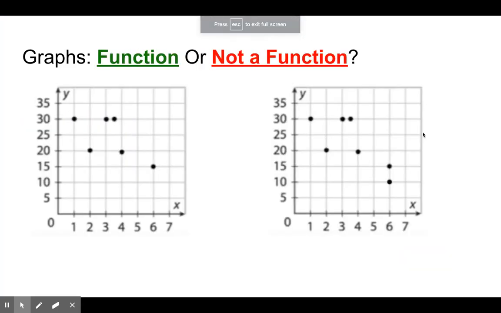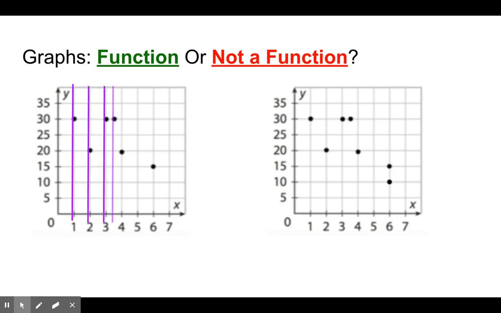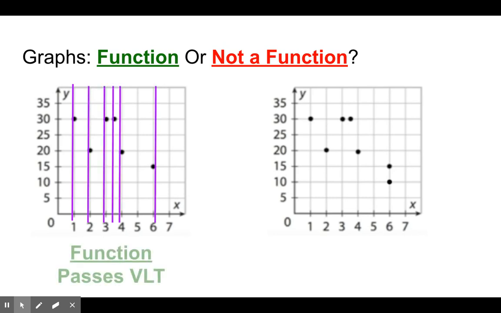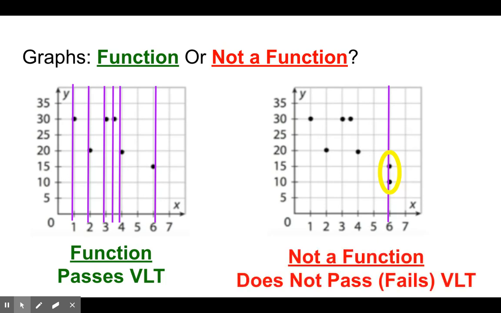So looking at the graph, if we're using the vertical line test, if we look at the left graph, I'm going to put vertical lines that go up and down. I hit 1 point, 1 point, 1 point, 1 point, 1 point, 1 point. That's a function. It passes the vertical line test, or VLT. On the right side, it hits 2 points right here. Because it hits 2 points, it cannot be a function. We have one input of 6 with two outputs of 10 and 15. It fails the vertical line test, or VLT.